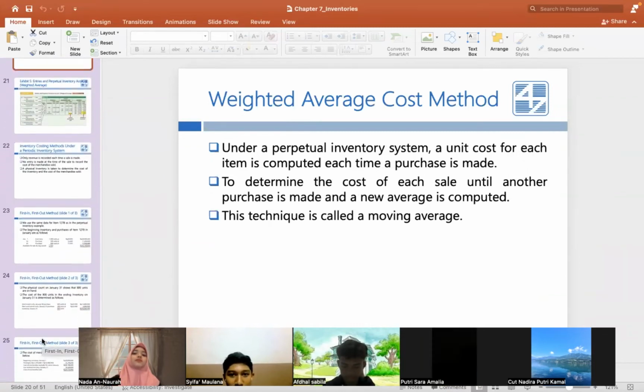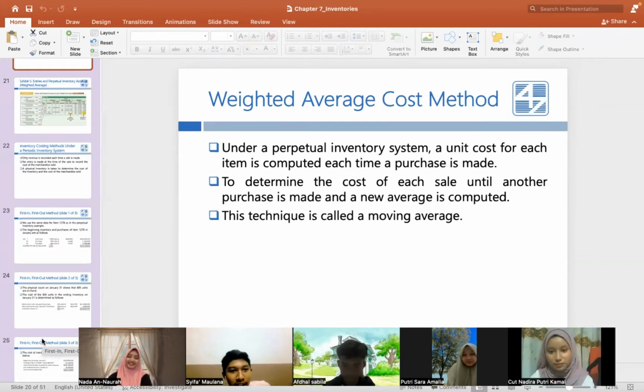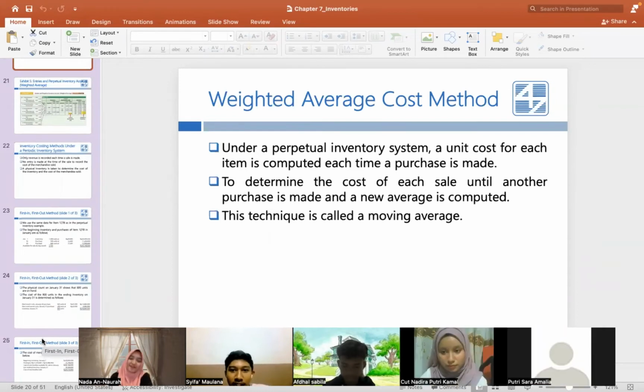Weighted average cost method. These are the steps under a perpetual inventory system. First, a unit cost for each item is computed each time a purchase is made. Second, to determine the cost of each unit sold, another purchase is made and a new average is computed. The third is that this technique is called a moving average.